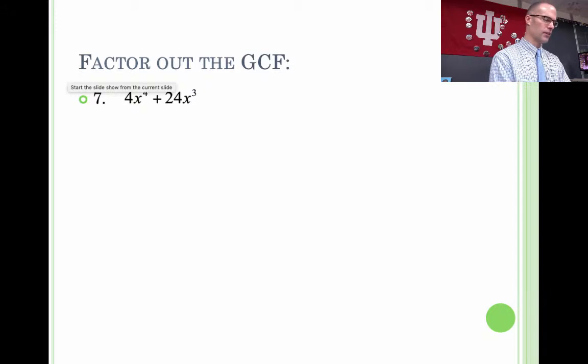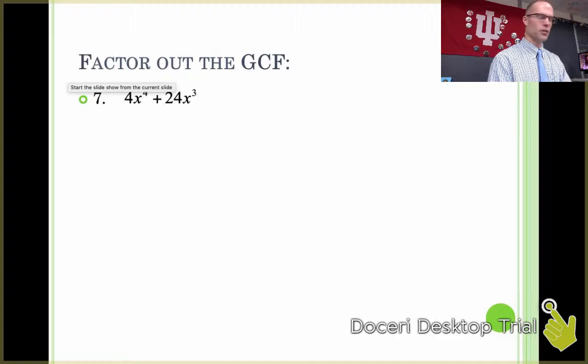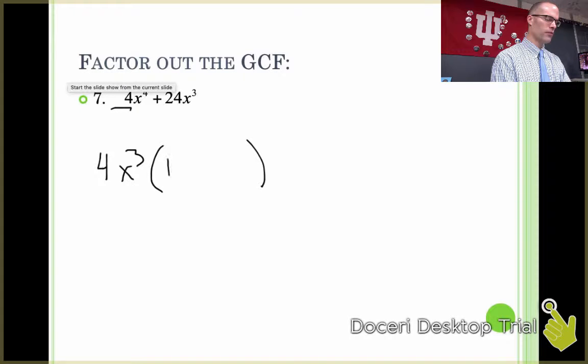Alright, so again it says factor out the GCF. So I have 4x to the fourth plus 24x cubed. They both have a 4 in common, so I can take a 4 out. And then x to the fourth and x cubed, I can take an x cubed out. So now what am I left with? What is 4 divided by 4? That gives you 1. X to the fourth over x cubed gives you x. Plus 24 divided by 4 gives you 6. X cubed over x cubed just reduces to 1. Now you don't have to put that coefficient 1 in front of the x, so this would be my final answer.